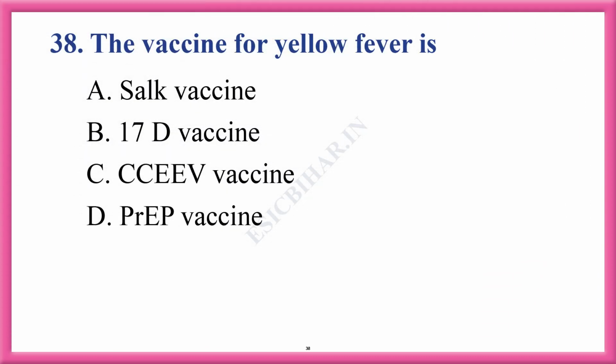Question 38. The vaccine for yellow fever is: A. Salk vaccine, B. 17D vaccine, C. CHO vaccine, D. PREP vaccine. And the answer is B. 17D vaccine.